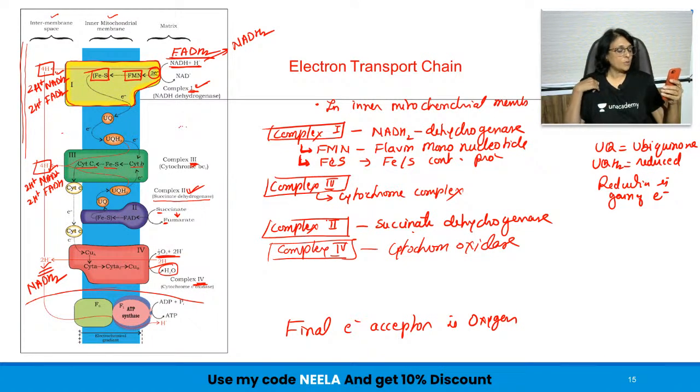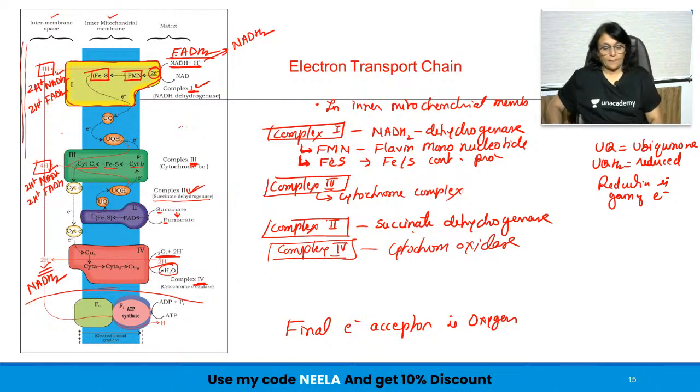In between complex 1 and 2, complex 3 is present. Yes. Complex 2 is an enzyme. And 1, 3 and 4 are the places where energy is released.